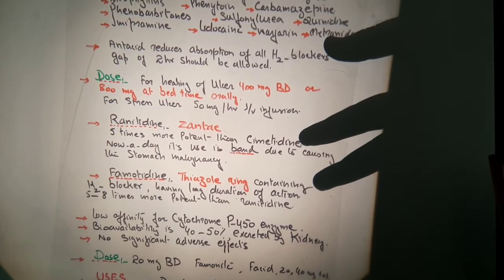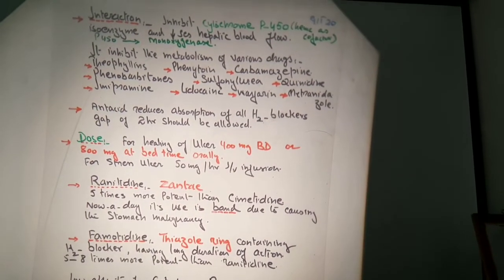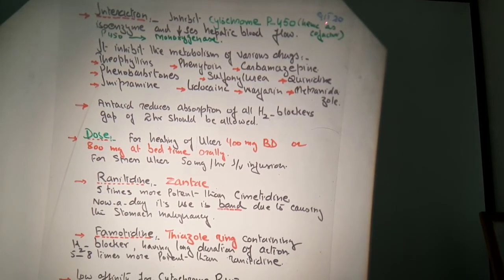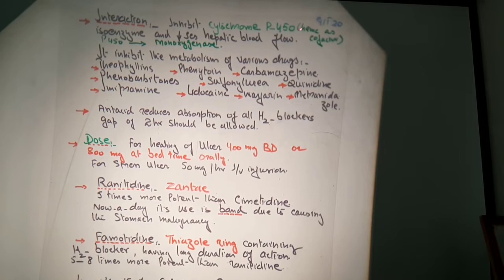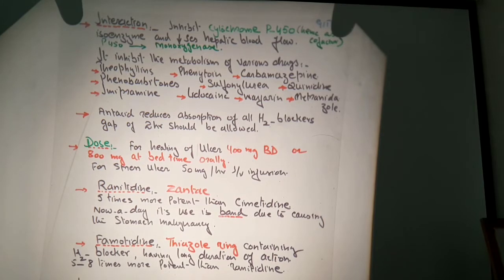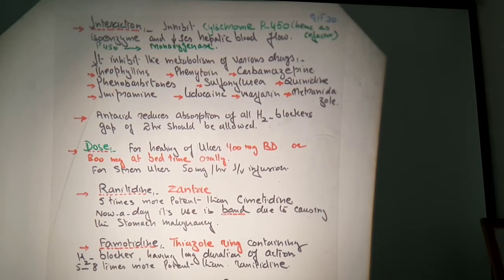Now how does the interaction of this cimetidine take place? It inhibits cytochrome P450. Now what is P450? It is an enzyme present in the liver, and this enzyme is responsible for the metabolism of various drugs which are hydrophobic in nature. That is, lipid components are present in them, and P450 is responsible to metabolize these drugs. So it inhibits cytochrome P450 isozymes and decreases the hepatic blood flow.